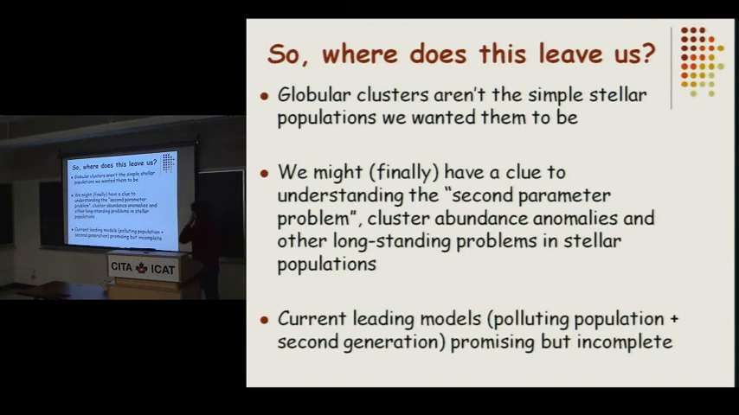Okay, so globular clusters, I'm sorry to say, are not the simple stellar populations you want. That's unfortunate, especially if you do things like calibrating population synthesis, spectroscopy, and so on. We might finally have a clue to understanding the second parameter problem, cluster abundance anomalies, and other things to do with stellar populations. However, the models to actually understand what's going on are promising, but incomplete.